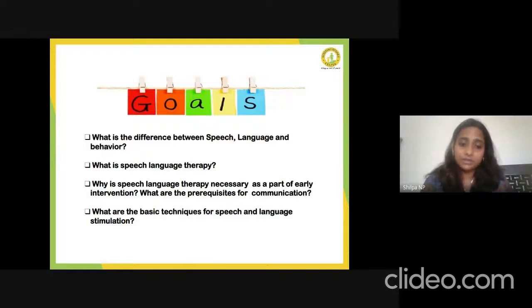And we will be looking into certain areas wherein speech therapy looks in, like feeding, the articulation, that is a way of pronunciation, as well as we'll be looking into language stimulation techniques. I will be making you understand about all of these things.